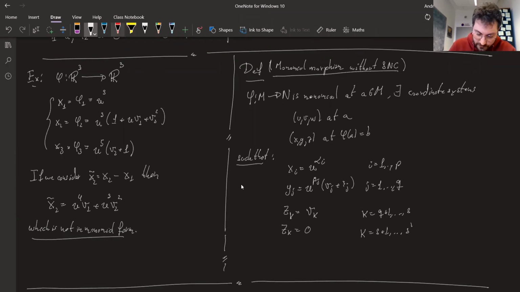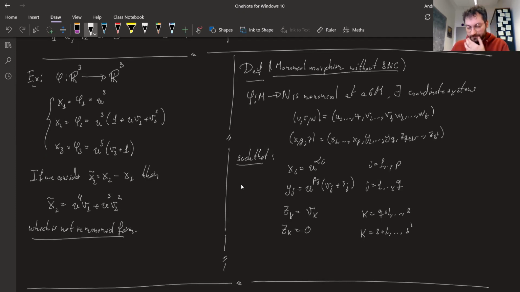I should have written this completely so that we feel happy about it. This is up to r, v1 goes to vs, w1 goes to wt, and then x1 goes up until xp, y1 goes up until yq, and then we had k plus 1 up until s prime. That was the way that we were given.